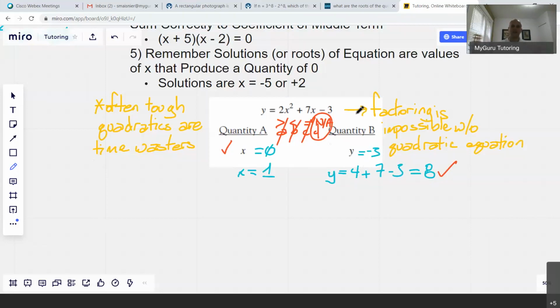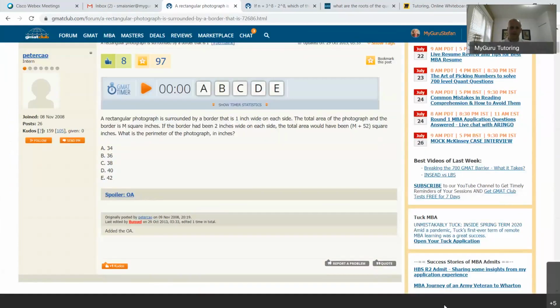And you can see plugging in is so much faster than trying to actually use the quadratic equation. Do not waste your time trying to figure out the quadratic equation here. No need to. Now, there are instances where we want to be savvy in how we address the quadratic equation. So let me go over here and hit this guy.